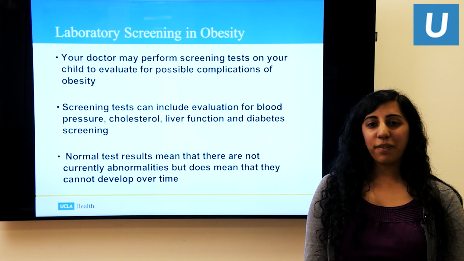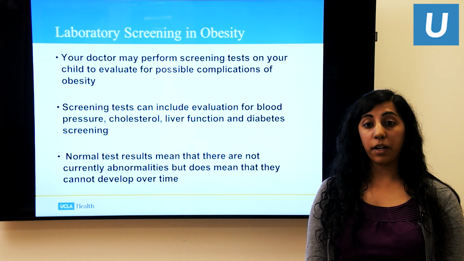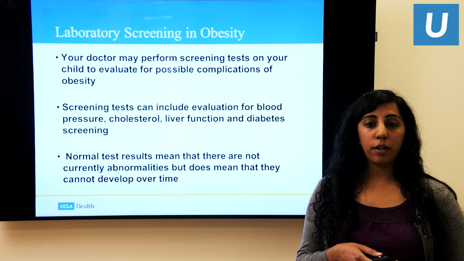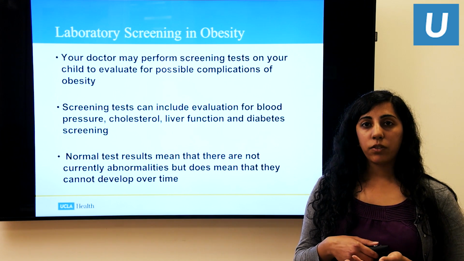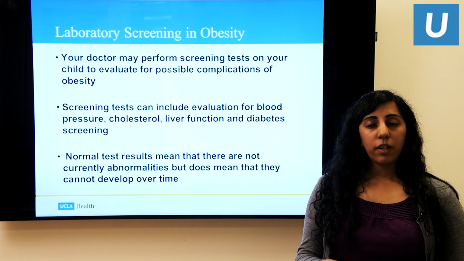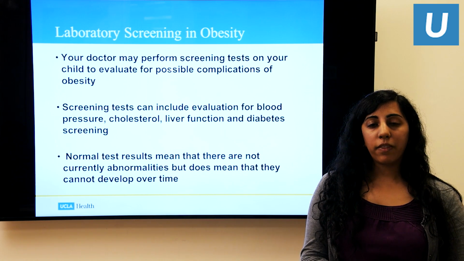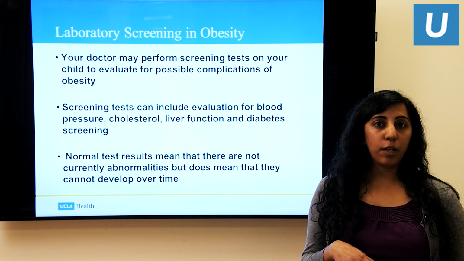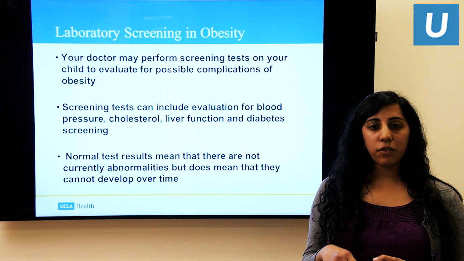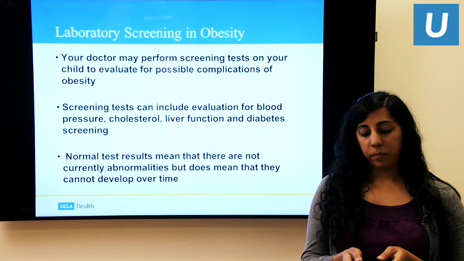So in terms of laboratory screening in obesity, your doctor may perform some lab screens on your child to evaluate for possible complications of obesity. These screening tests can include just checking the blood pressure, checking the blood for cholesterol, liver function, and diabetes. So if there's a normal test result, that's great, because that means that currently there aren't any abnormalities, but that doesn't mean they can't develop over time. And so it's still extremely important to focus on your child's healthy weight and nutrition, because you don't want any of these complications to arise later in time.